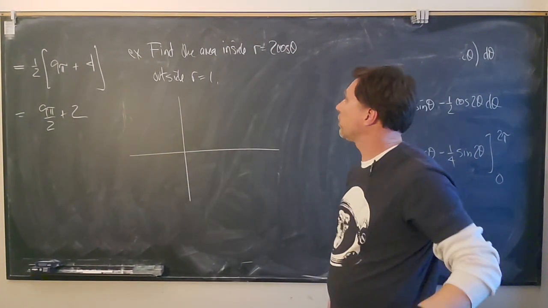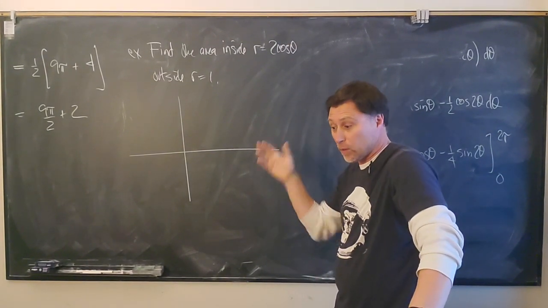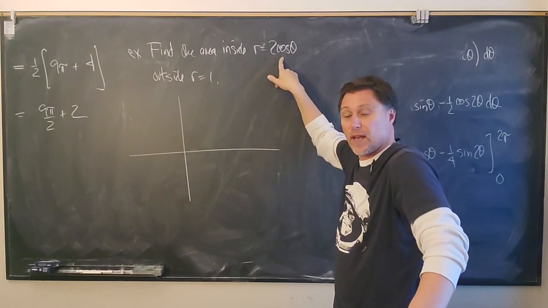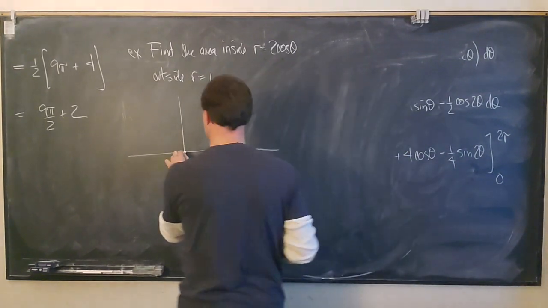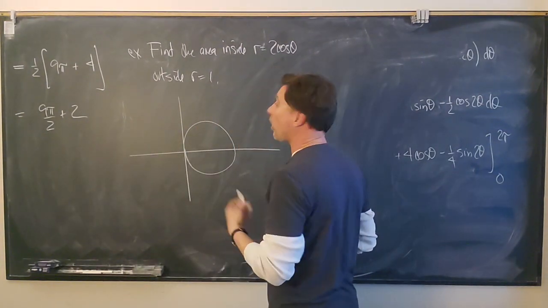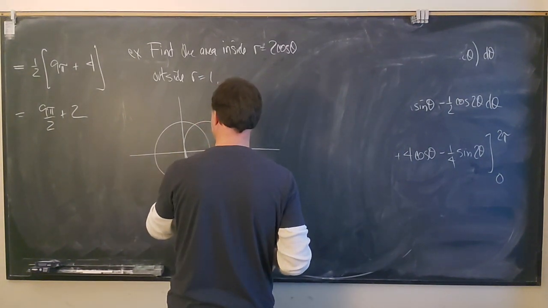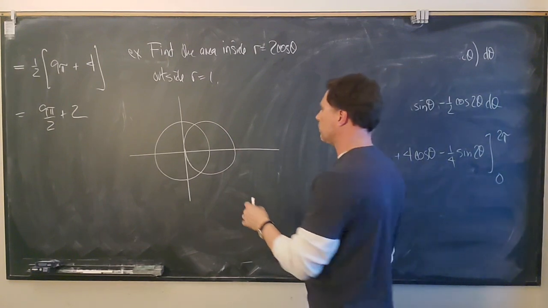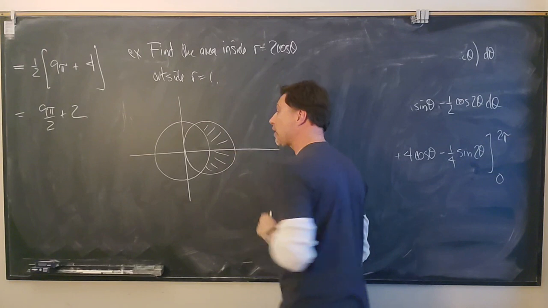Okay, so this one, there's a little wrinkle here. We've got 2 different curves, and we want to find the area contained inside one, outside the other. We've seen both of these graphs before. r equals 2 cosine theta is a circle of radius 1 that's been shifted over 1 unit. And then r equals 1 is a circle of radius 1 centered at the origin. So now we want the area inside the first one, outside the second one. So we're looking for the area of that region right there.